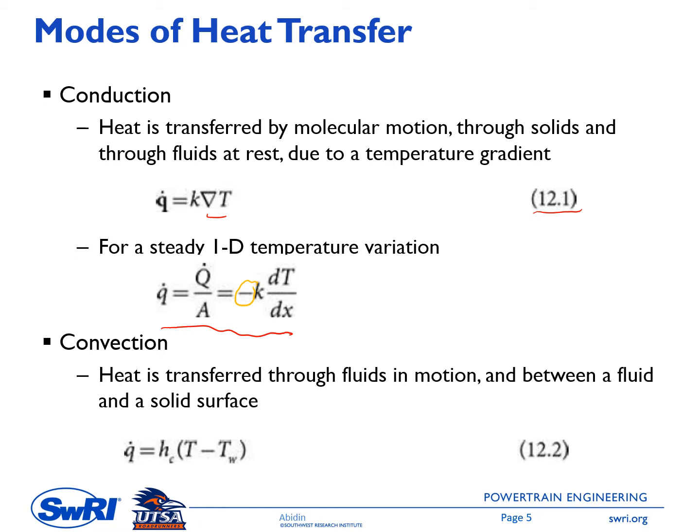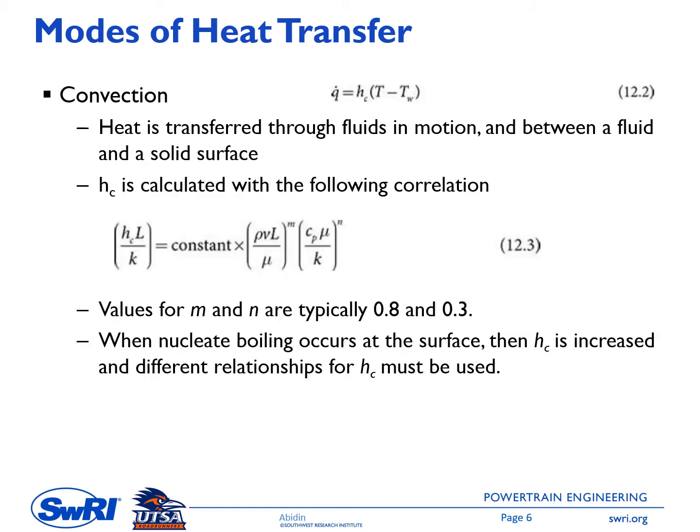And the heat transfer evaluation follows the Newton cooling formula, equation 12.2. Q dot equals Hc, the convection coefficient, times the temperature of the fluid minus the temperature of the wall. Here you can reverse the position between T and TW depending on which one is higher, so that you can always get a positive value for the convection heat transfer.